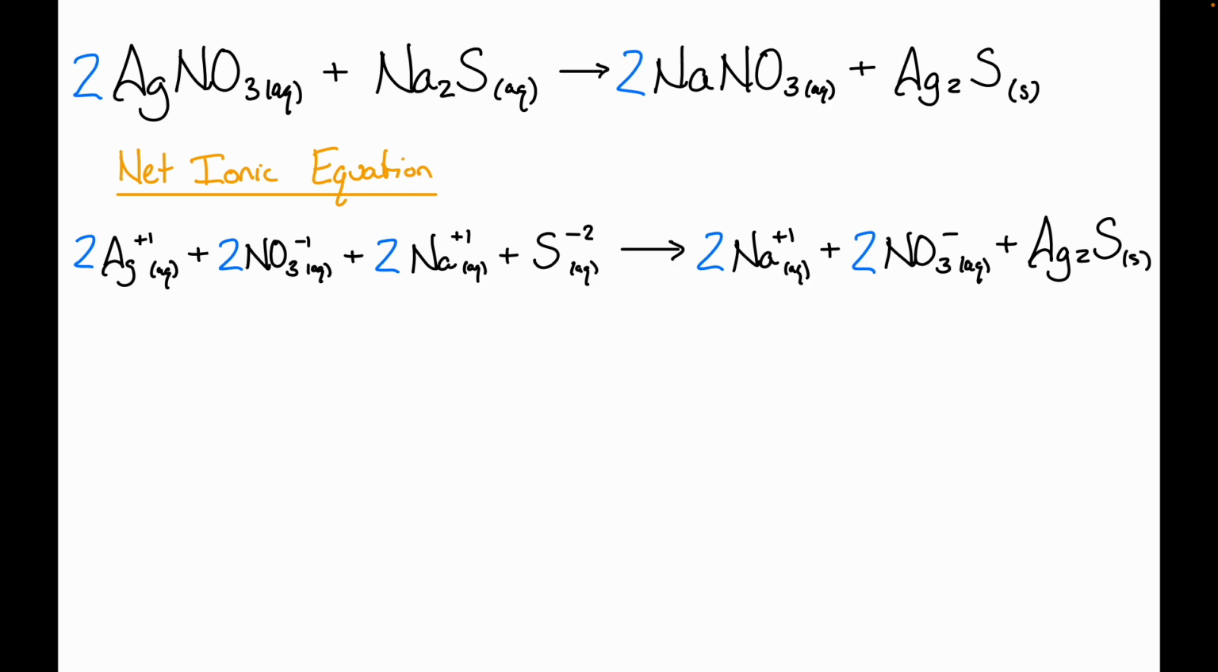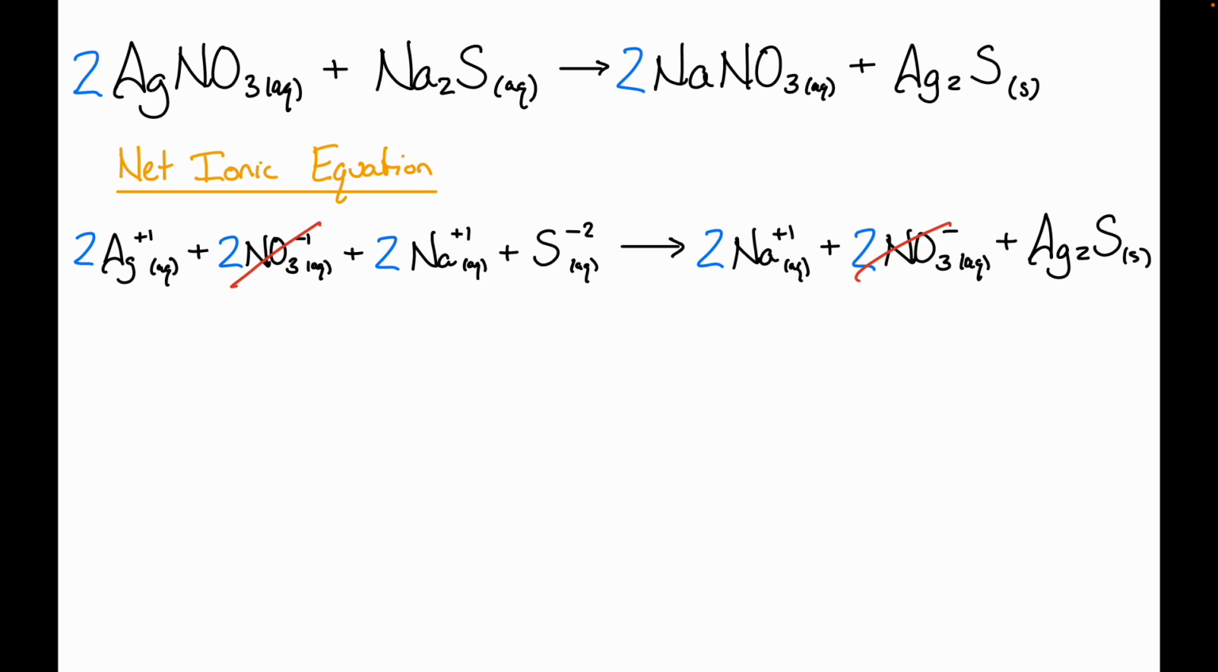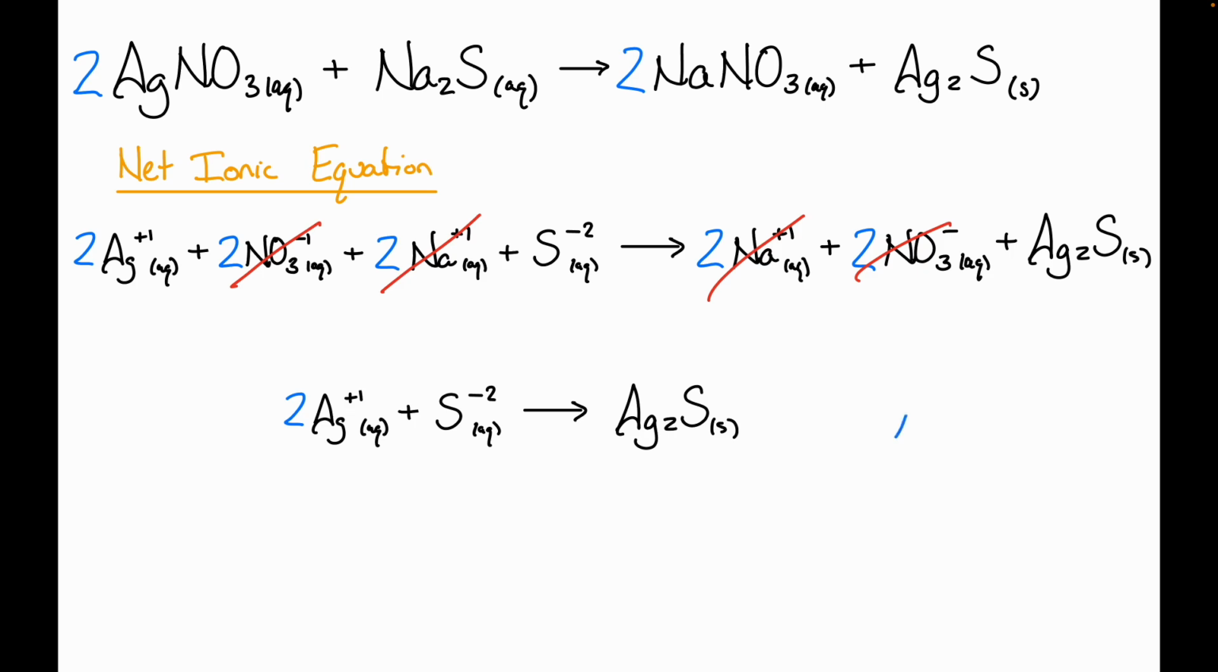Okay, and so what are my spectator ions here? My nitrate ion, I know that's a spectator ion because I get to get rid of it. What else? Those sodium ions. So my net ionic equation here is 2 silver ions reacting with 1 sulfide ion to form solid silver sulfide. And this is the equation that I'm going to look up in order to figure out what the delta H of this reaction is.